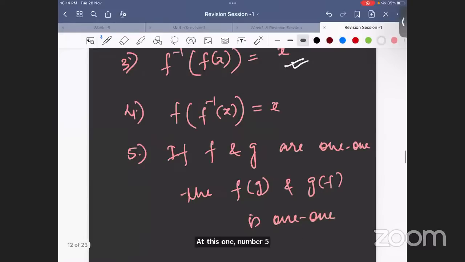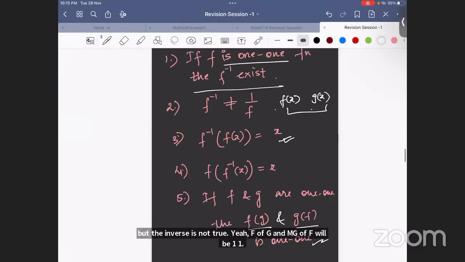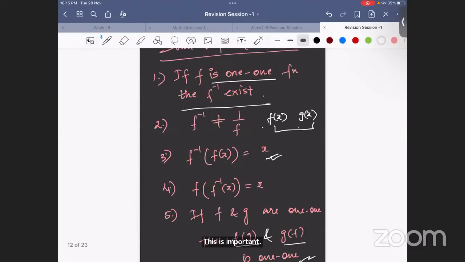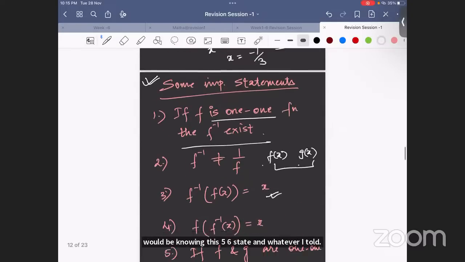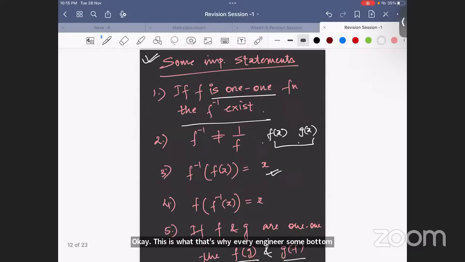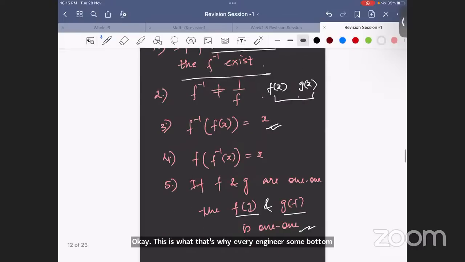I just told you that if f and g are both 1-1, then f of g will be 1-1. That's the statement, but the inverse is not true. If f of g is given as 1-1, then you can't say that both are. These 5, 6 statements I wrote here are important statements that you should know.